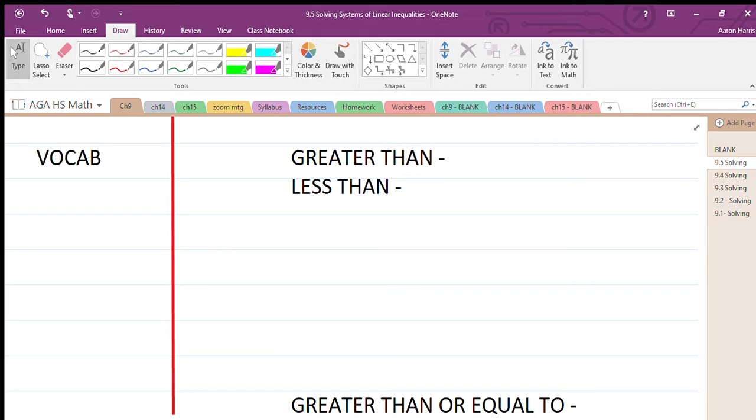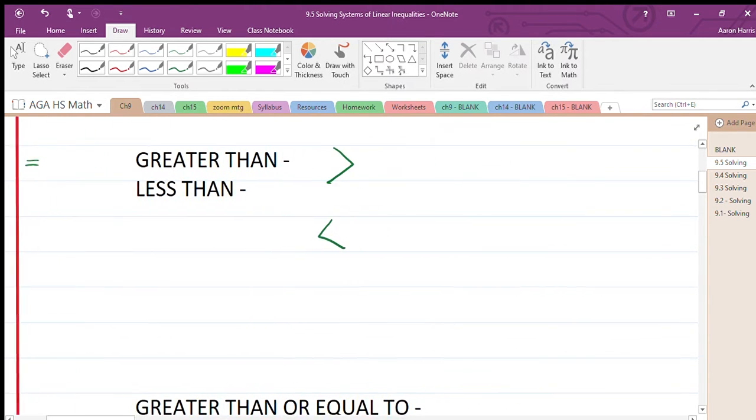Vocab for the day. Let's talk about greater than, less than, because we're talking about inequalities. So you've already dealt with the equal sign. That's great. But now let's talk about greater than. Greater than, we read from left to right. So therefore, greater than is going to be this way. Less than is going to be this way.